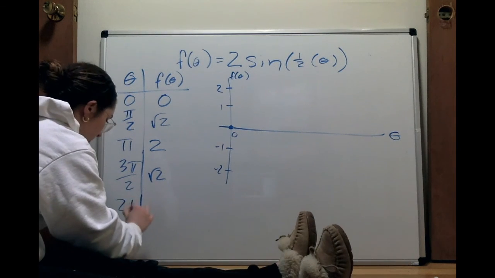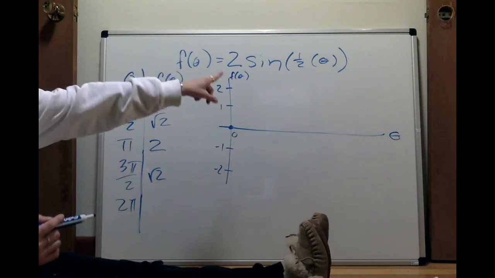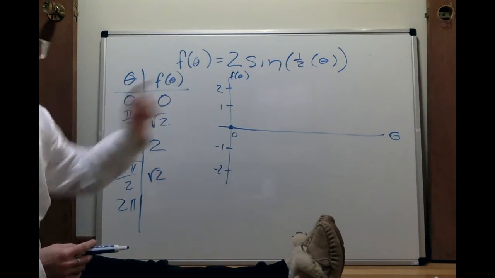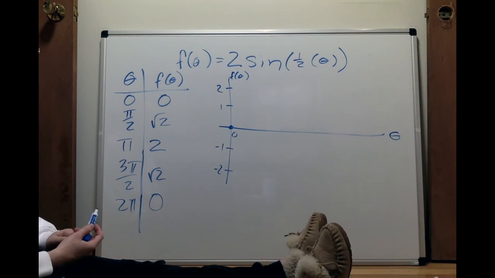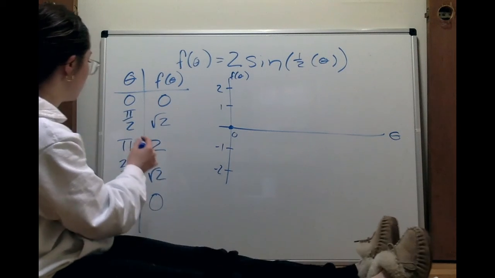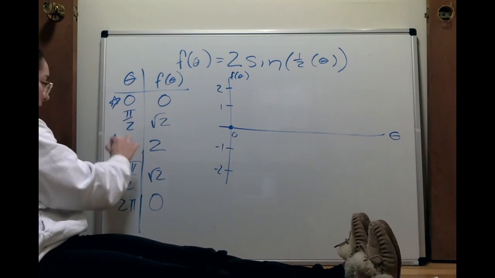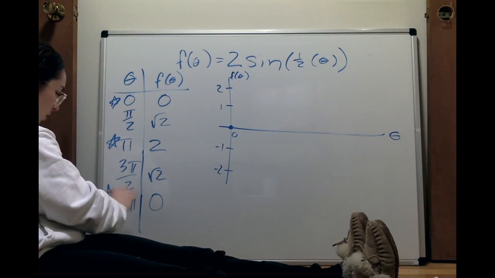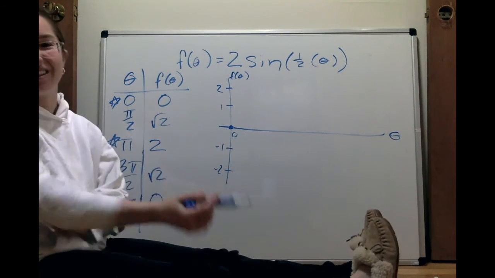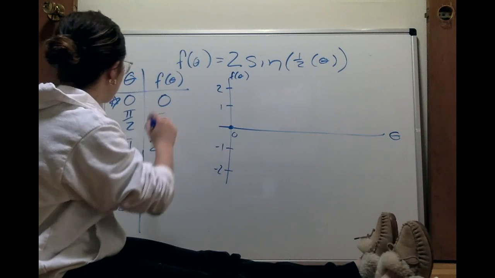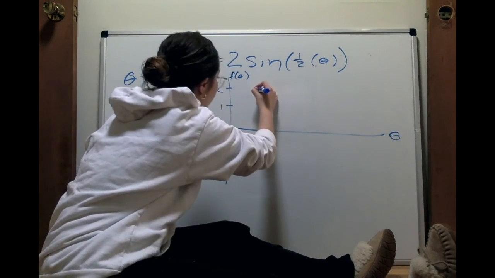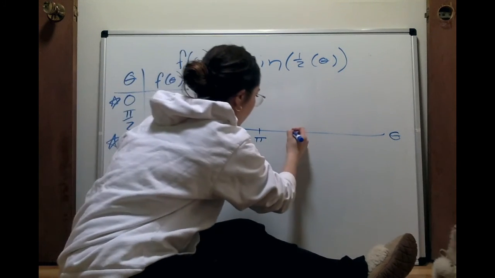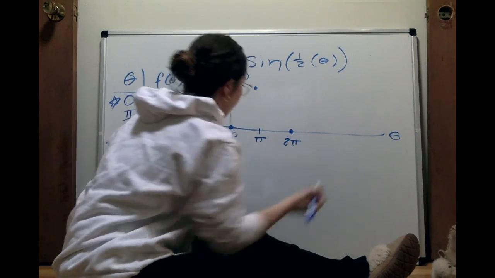And so now I'm going to go over to 2 pi. And now I know the sine of 1/2 of 2 pi, or the sine of pi, is 0. Times 2 is 0. And then I drew this kind of big. That's okay. And so now I'm going to start to plot these ones. So I want this one, and this one, so I don't have to plot the root 2's, because that's just not a nice number. So now I have 0, 0, I have pi, 2, and I have 2 pi, 0, okay?